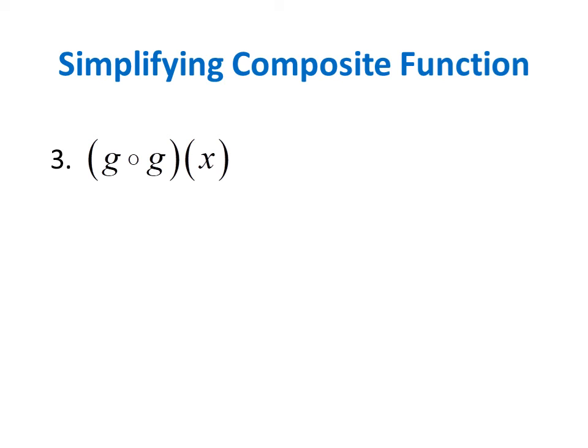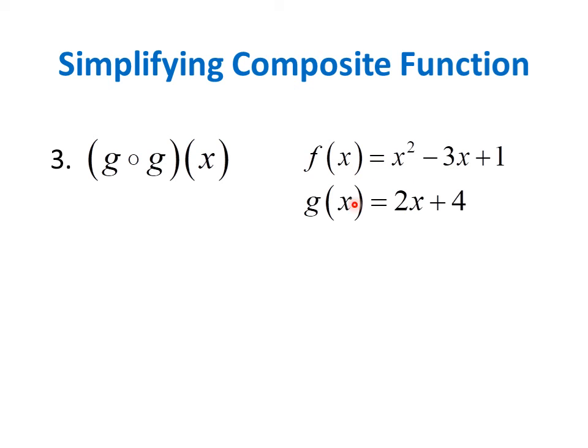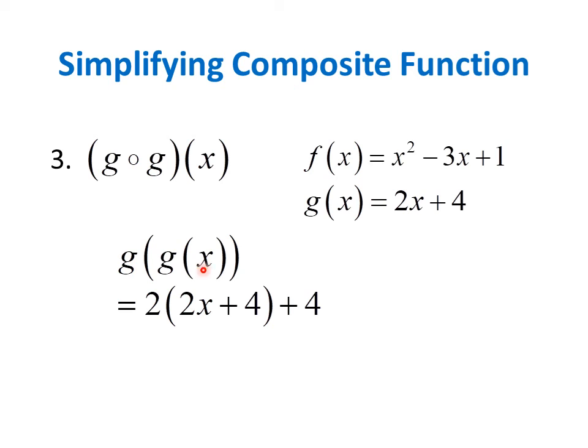Lastly, how do we simplify g of g of x? Given that f of x is x squared minus 3x plus 1, and g of x is 2x plus 4. So yes, this notation is the same as this notation. This is also g of g of x. To simplify this composite function, we have to substitute the inner function g of x into the x of the outer function g. So g of x is 2x plus 4.